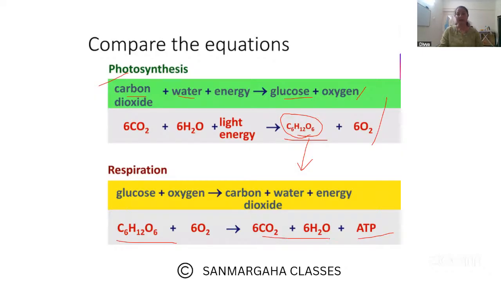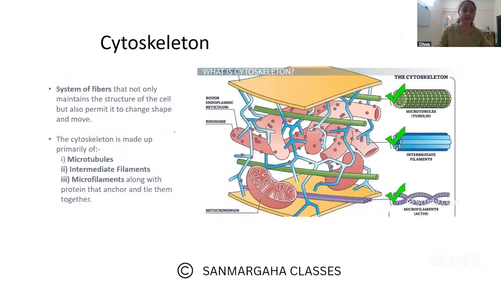Light energy is used in photosynthesis, whereas in respiration the energy is made, ATP is made. Next, moving on to the cytoskeleton.